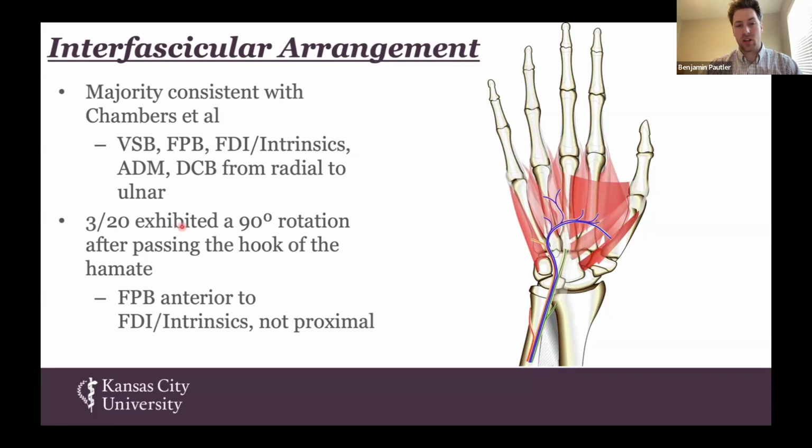However, in 3 out of 20, we did notice a 90-degree rotation after passing the hook of hamate, which brought them into the same plane with each other. So the flexor pollicis brevis was anterior. So this blue would be anterior to this purple as opposed to proximal.